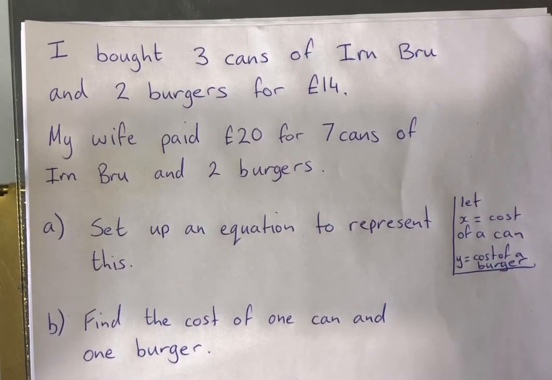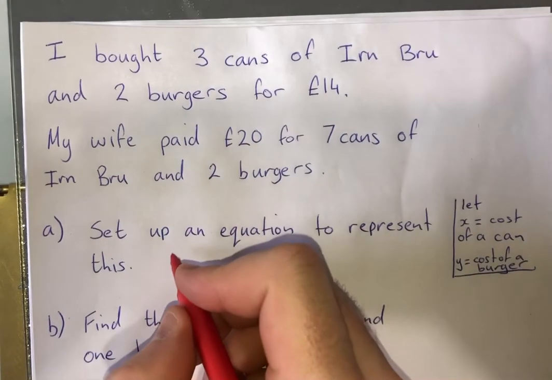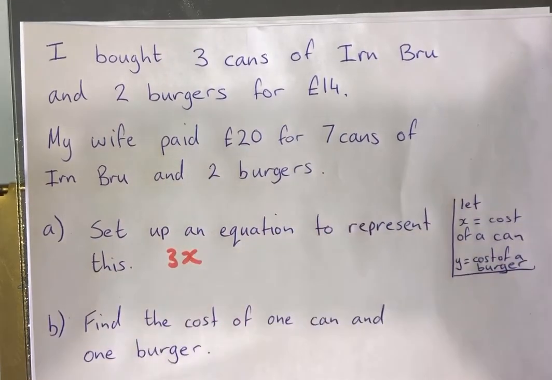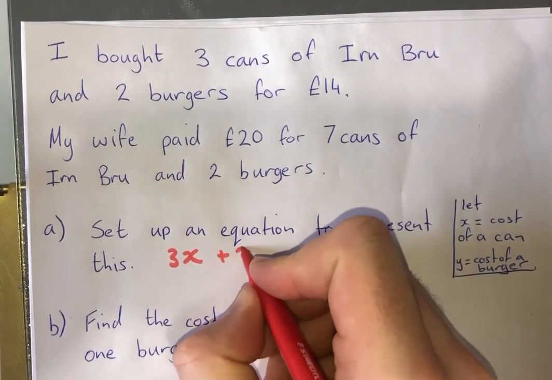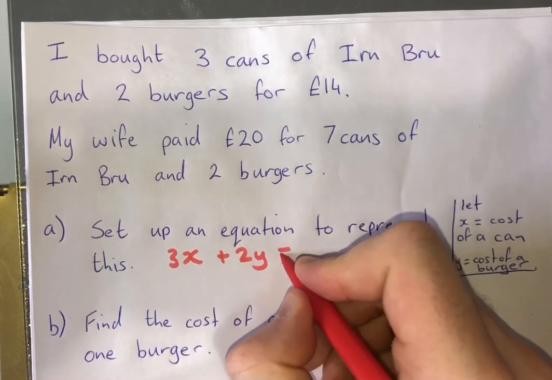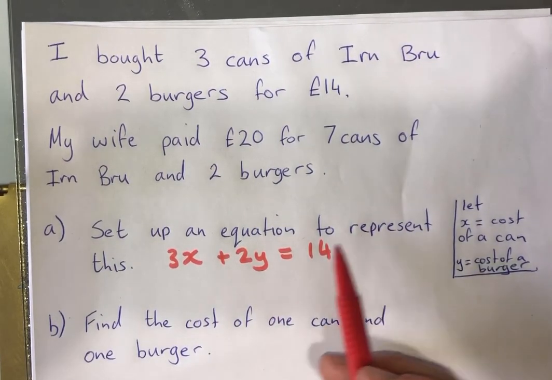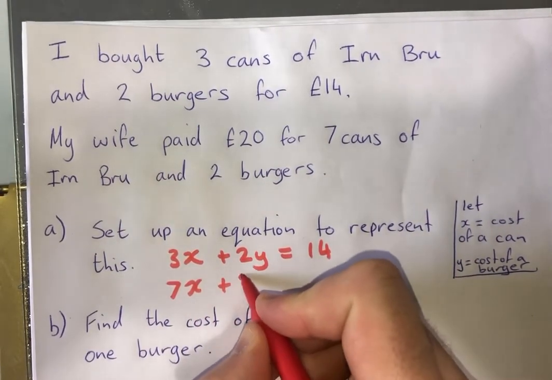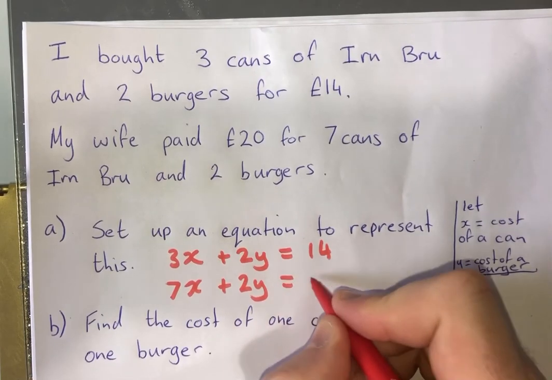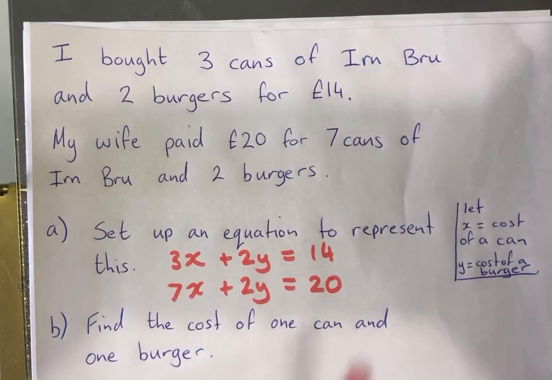Okay, so if I set those equations up, I have 3 cans, so I have 3x, 2 burgers, which I've said is y, so 3x plus 2y, and that's all going to equal 14. Okay, I then have 7 cans, so 7x, add again 2y is going to equal 20. Okay, and that's me set up a pair of equations to represent that.